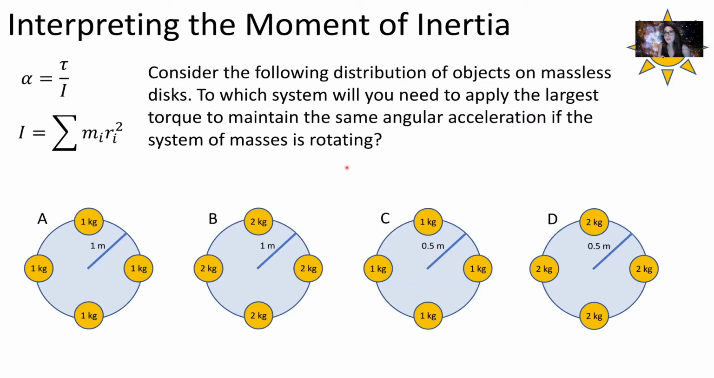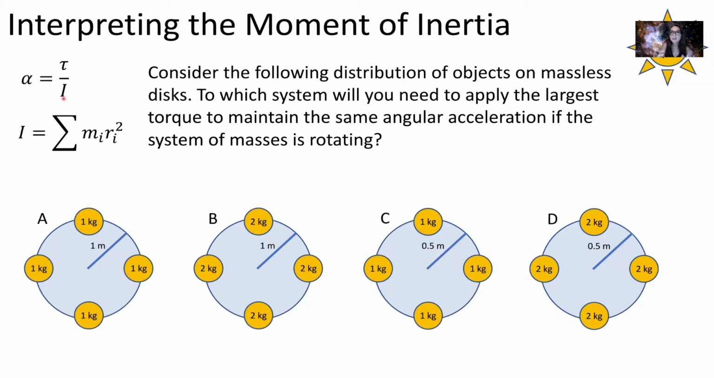Here's what you're going to do for this first engagement check question. You're going to interpret the moment of inertia of a system. We're going to consider these 4 systems down here and the distribution of objects on a massless disk. To which system will you need to apply the largest torque to maintain the same angular acceleration if the system of masses is rotating? Remember, torque is equal to moment of inertia times angular acceleration.